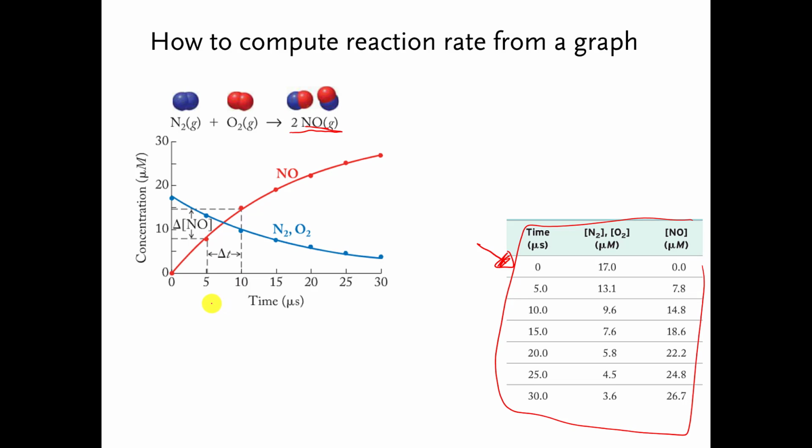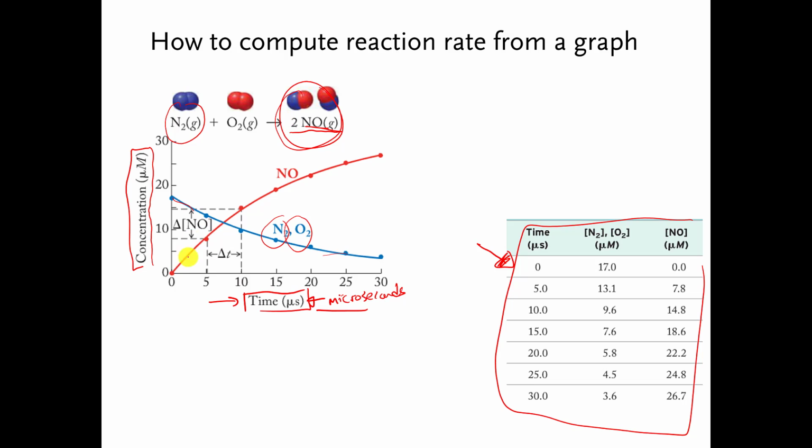So on the x-axis of this graph, there's time. The units are a little bit weird. This is microseconds, so that's a millionth of a second. And the y-axis is the concentration of these different things. The concentration of N2 and O2 is on this blue line. The concentration of nitric oxide is on the red line over here.